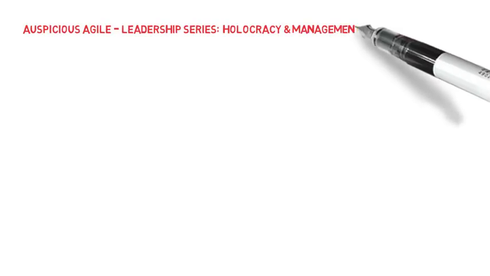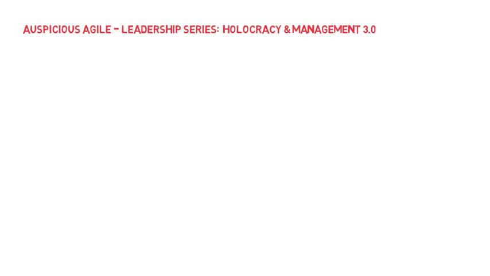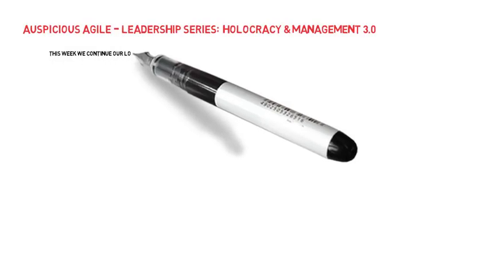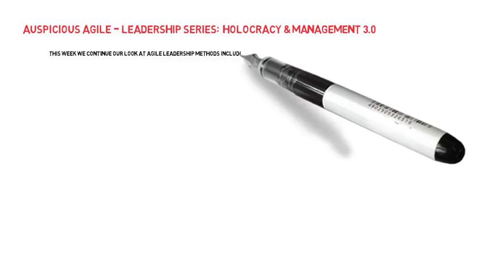This week we're going to continue our Agile leadership series, and we're going to look at Holacracy, Management 3.0, and Sociocracy. And we're going to be looking at some of these different methods that are used for Agile teams and Agile organizations to manage their organizations and to bring Agile practices to the management layer. Often we call this business agility as well. So we're going to take a look at this week.